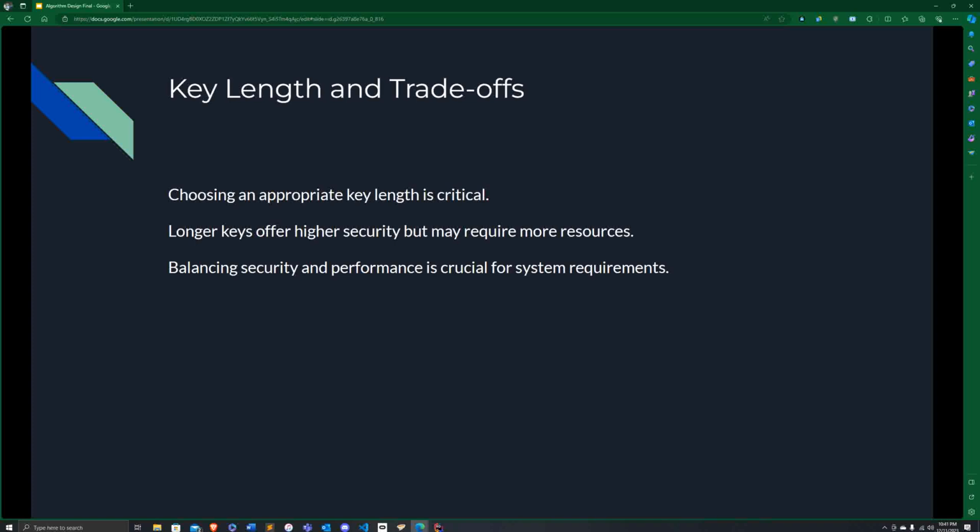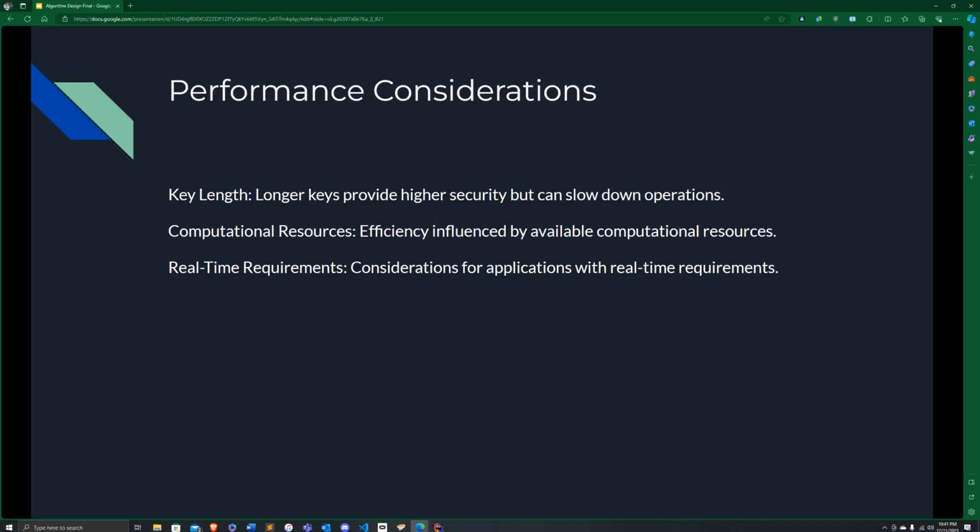Choosing an appropriate key length is a crucial decision. Longer keys offer heightened security, but they may demand more computational resources, potentially impacting performance. Striking the right balance between security and performance is key, especially when tailoring the algorithm to meet the specific requirements of a system. In exploring the key factors influencing performance, we examine the impact of key length, the availability of computational resources, and considerations for applications with real-time requirements. These factors play a pivotal role in determining how efficiently RSA operates in various scenarios.